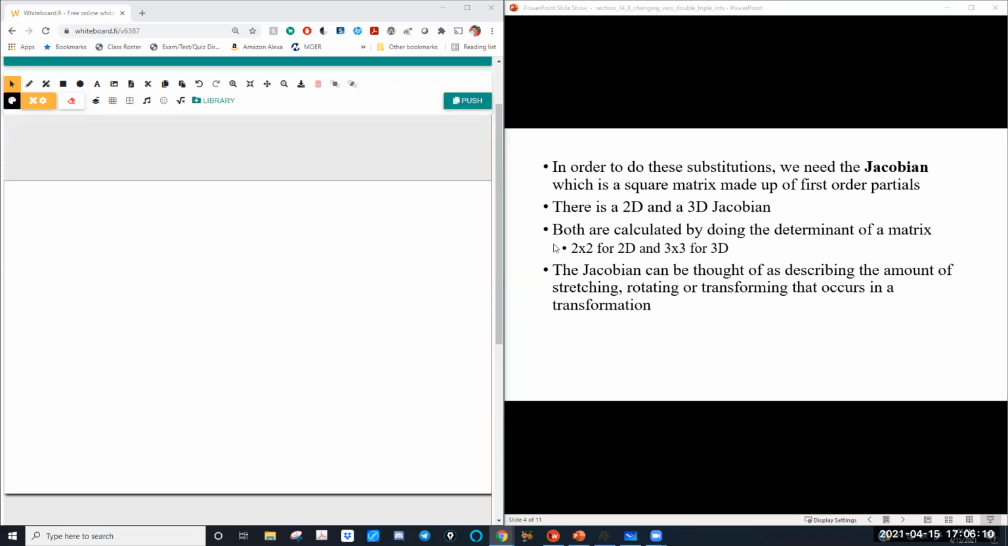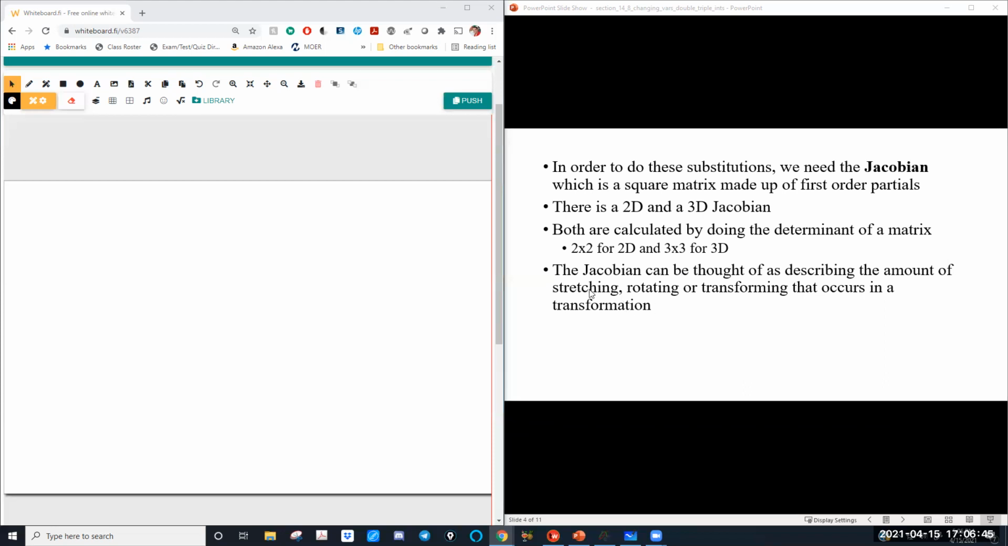And they're both calculating the determinant of a matrix, 2 by 2 for a 2D. The examples we do today are going to be 2D. Most, if not all, the ones we do in this class are going to be 2D. If we're doing it in 3 dimensions, then it's a 3 by 3 matrix. And you saw that in the video lessons, a 3 by 3 matrix was used to calculate the Jacobian for spherical.